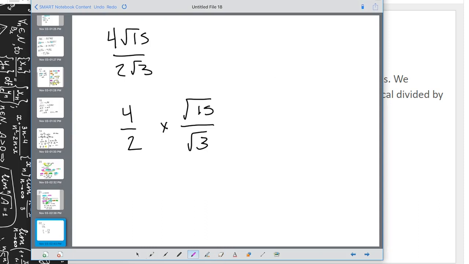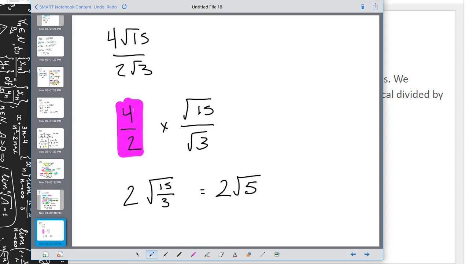Then I can simplify the coefficients. So 4 divided by 2 is equal to 2. Root 15 divided by root 3 seems complicated, but it's the same as root 15 over 3, which is the same as root 5, so the answer is 2 root 5. Again, we might have to simplify this mixed radical, but in this case it is in simplest form.